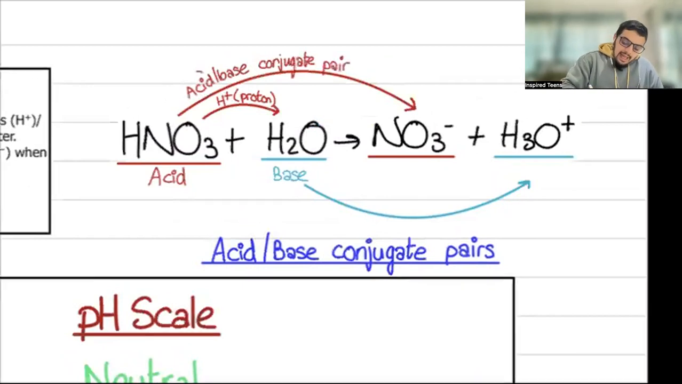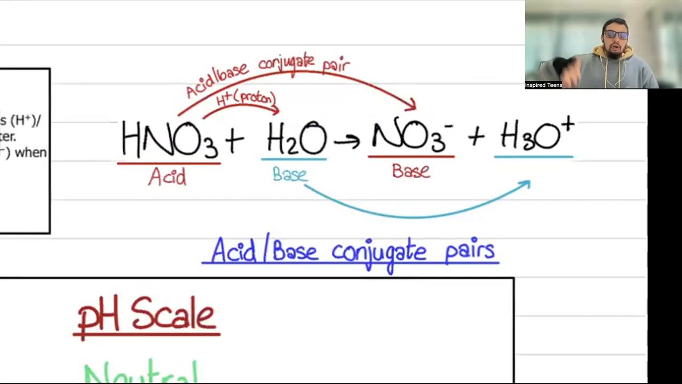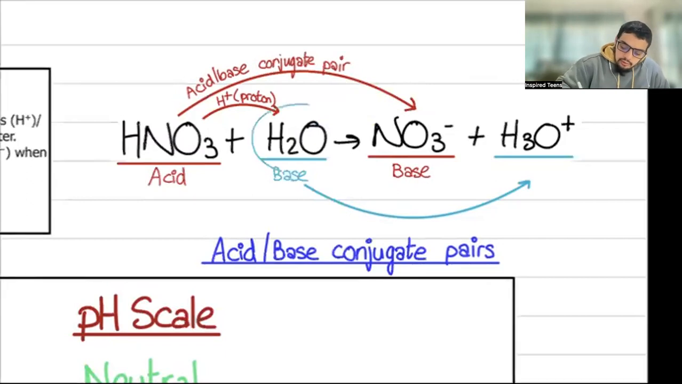And because it's acid-base, one is an acid and the other one is a base. So if HNO3 is an acid, its conjugate base pair acts as a base, because an acid has a conjugate base pair and a base has a conjugate acid pair. You have to have one of each in the pair. So in this case, H2O becomes H3O plus. So H2O and H3O plus form an acid-base conjugate pair.